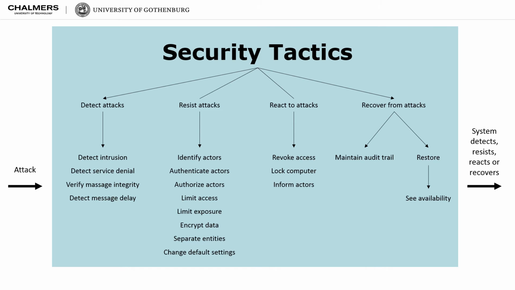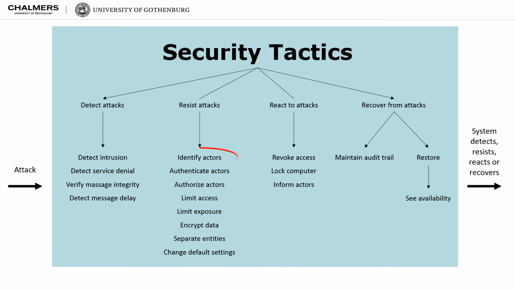First, the system should be able to detect attacks through strategies such as detecting intrusion or detecting service denial. Second, the system should be able to resist attacks by implementing mechanisms such as identify actors or authenticate actors. Third, the architecture should support reacting to attacks through mechanisms such as revoke access or lock computer. Finally, the system should be able to recover from attacks by, for example, maintaining audit trail or restore strategies.